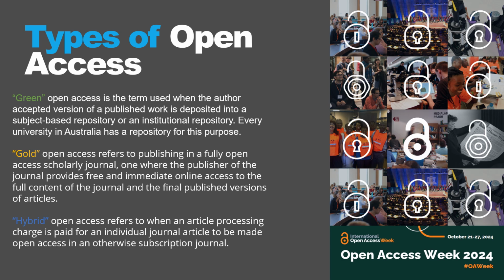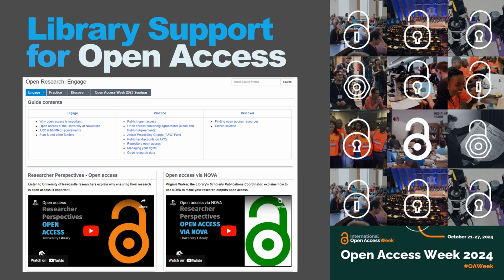The third is hybrid. Hybrid open access refers to when an article processing charge is paid for an individual journal article to be made open access in an otherwise subscription-based journal. You can visit our library Open Research Guide to learn more about open research, or contact your research liaison librarian for more information on various options available to you.